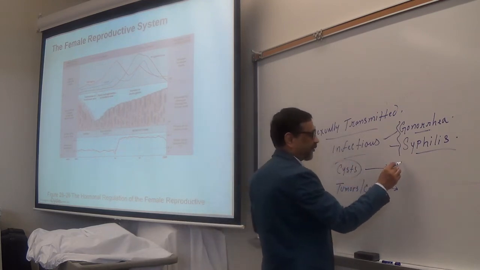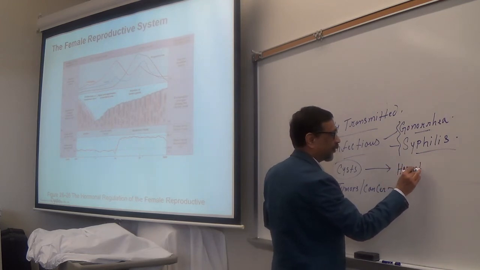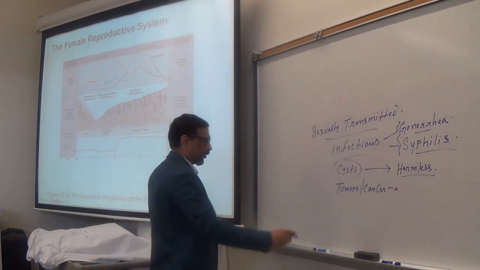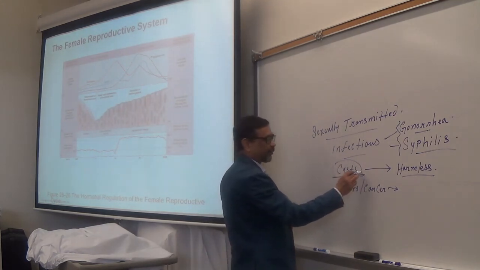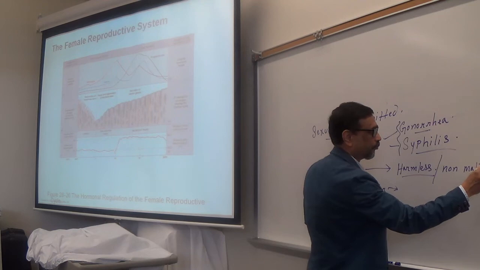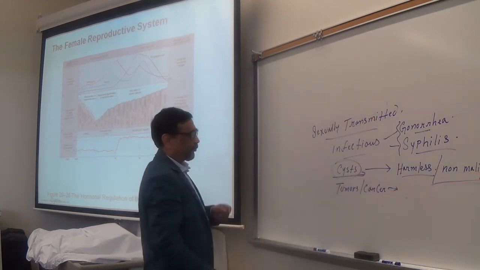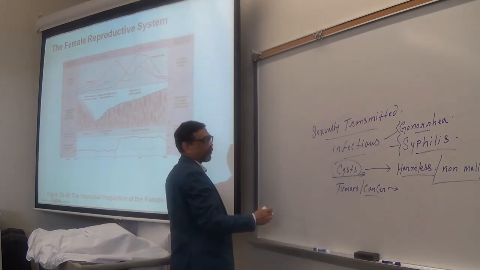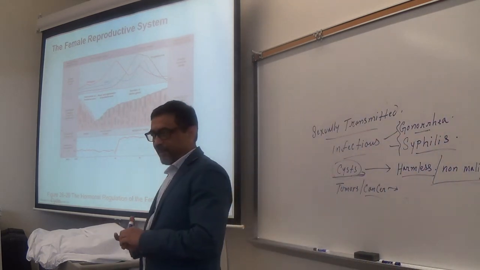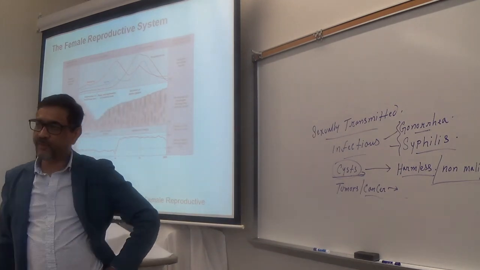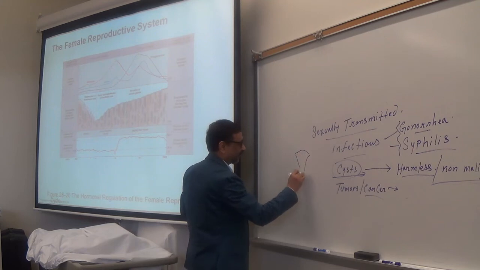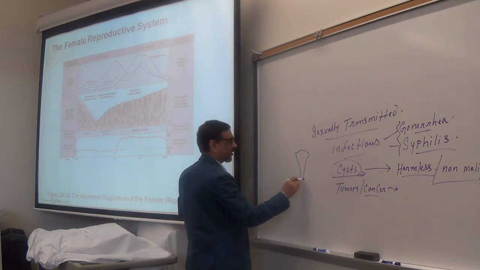Cysts are harmless, non-malignant. It's a mass of fluid or semi-solid tissue. So usually cysts are harmless, not malignant, okay? Cancer, in some locations, ovarian cancer, cervical cancer, uterine cancer, right? Those are very commonly heard in those locations, in the cervix of the uterus. You remember the cervix, the lowest part of the uterus, like the uterus is like this. This part is the cervix, so the chance of cancer is high here.